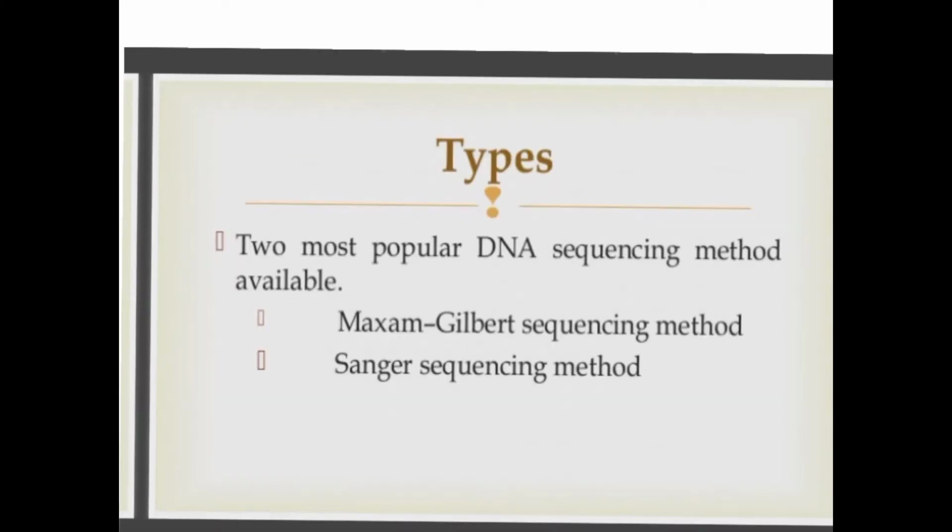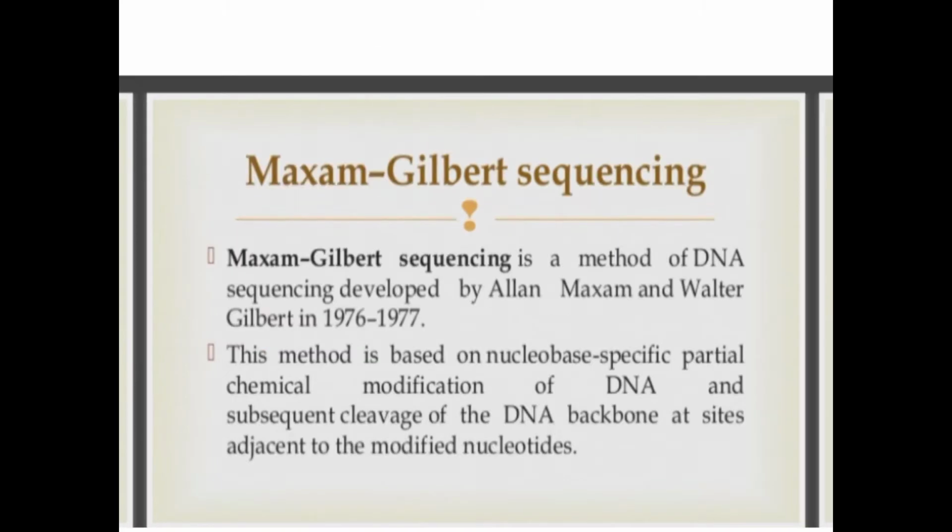Types: there are two types of DNA sequencing methods, first the Maxam-Gilbert sequencing method and second the Sanger sequencing method. In the previous video we discussed the Sanger sequencing method, and today we are discussing the Maxam-Gilbert sequencing method. Maxam-Gilbert sequencing is a method of DNA sequencing developed by Allan Maxam and Walter Gilbert in 1976 to 1977.